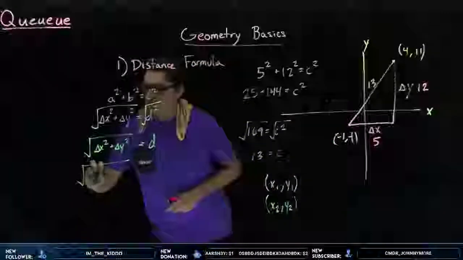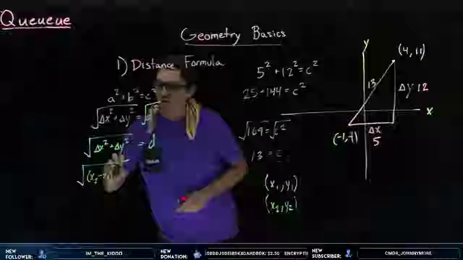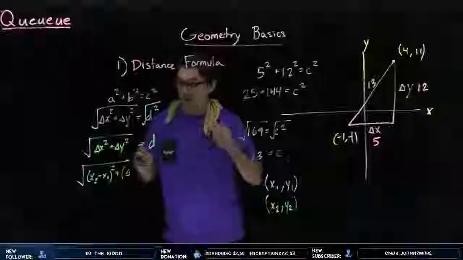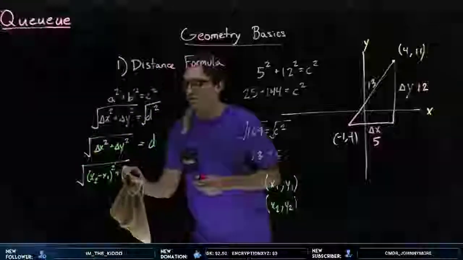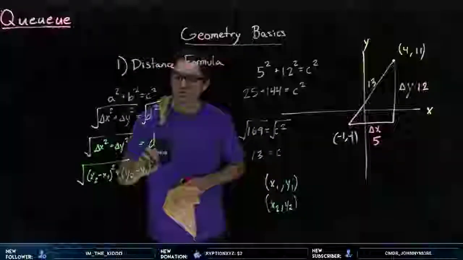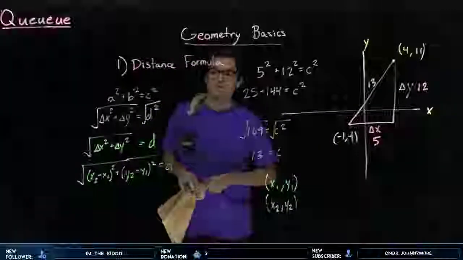So in parentheses, we're going to have x2 minus x1 squared, and then delta y is going to work out the same way. y2 minus y1 squared. Bam, is equal to d, the distance. This is the distance formula.